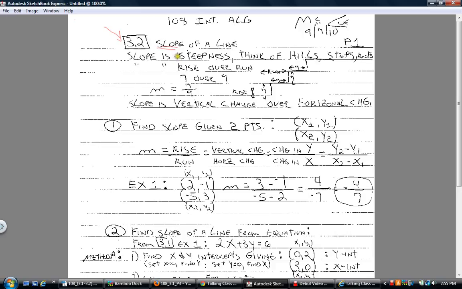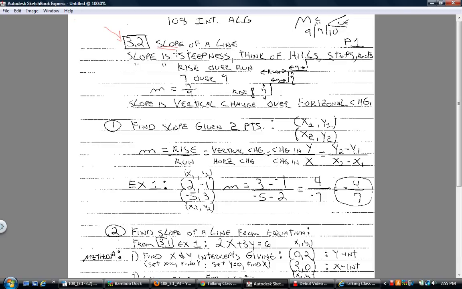Now, there's some visuals here. I want you to think of hills. I want you to think of steps. If you're on page 148 of your textbook, you'll notice they show signs of a truck going up a hill, the grade of a hill, that steepness. Steps, like I mentioned, the slope of a roof or the pitch of a roof.